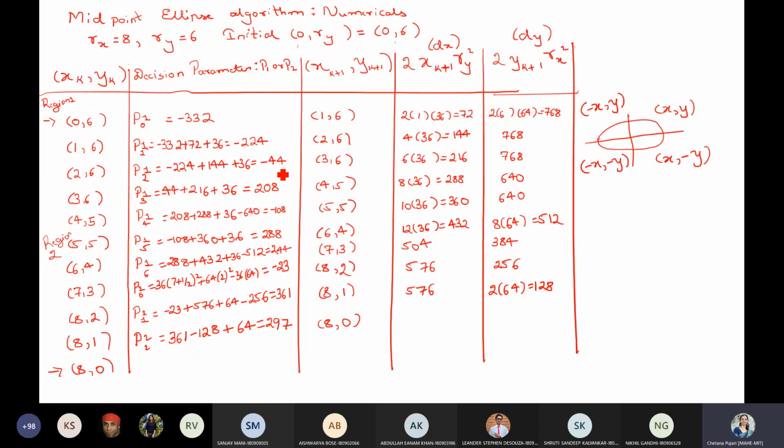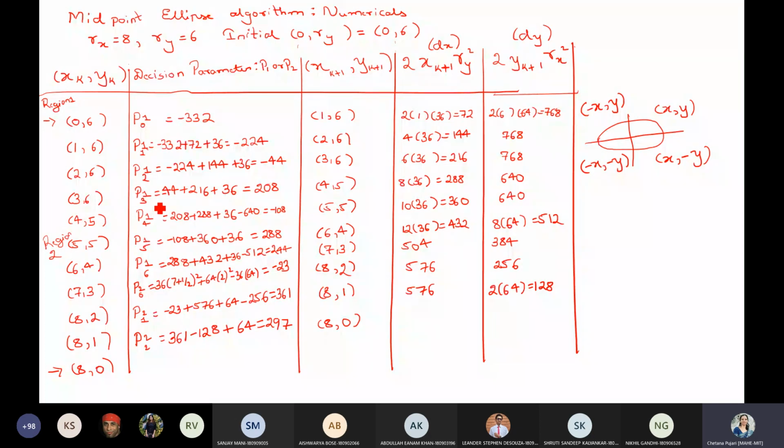Again it is minus, you are incrementing your x, and the new value of your dx is 6 into 36, because it is 2 into 3, right? 2 into 3 is 6. So 6 into 36 is equal to 216, and same value of y.